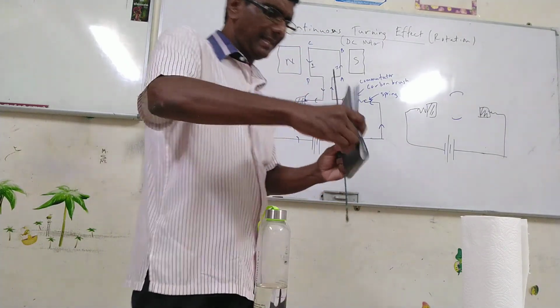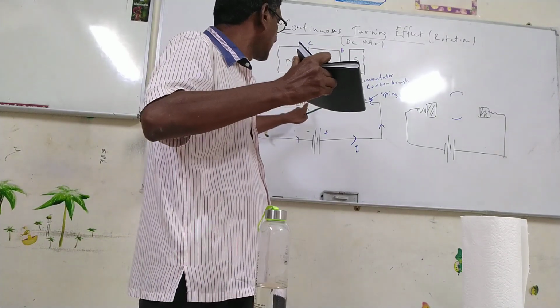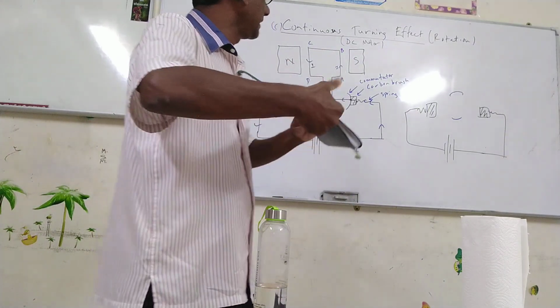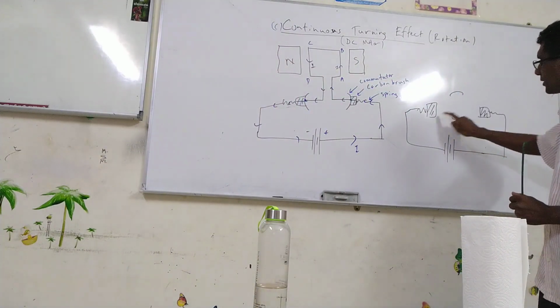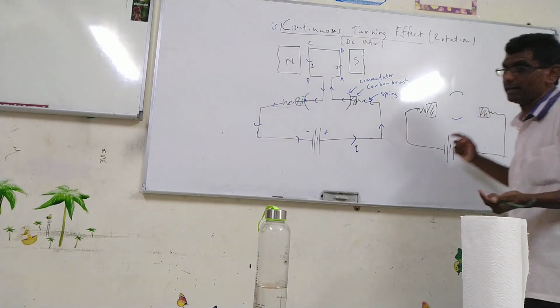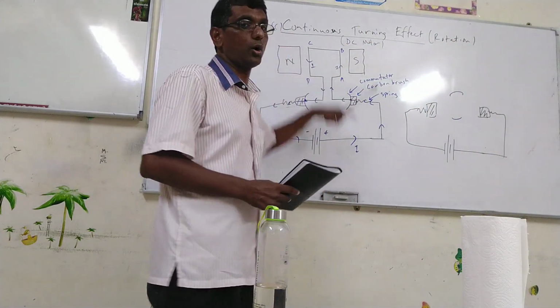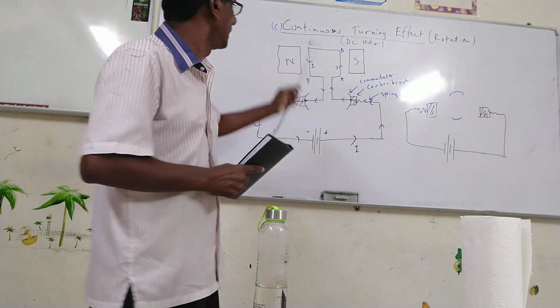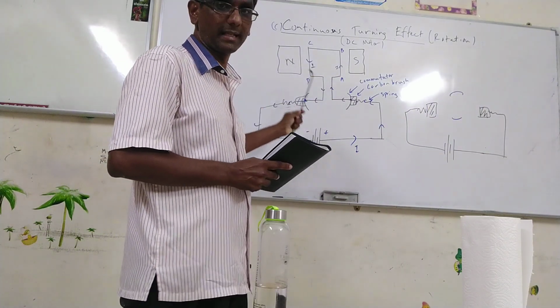Now in this situation, the commutator is not touching the current. Battery is like this, commutator like this, up and down. So it's not touching the carbon brush. So the current is not entering in the coil. That means there's one magnetic field only. Permanent magnetic field only. There's no electromagnetic field.